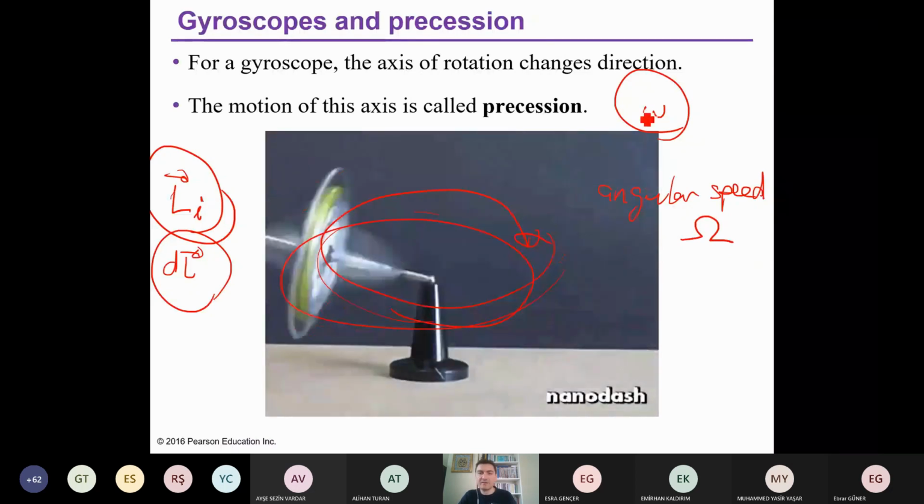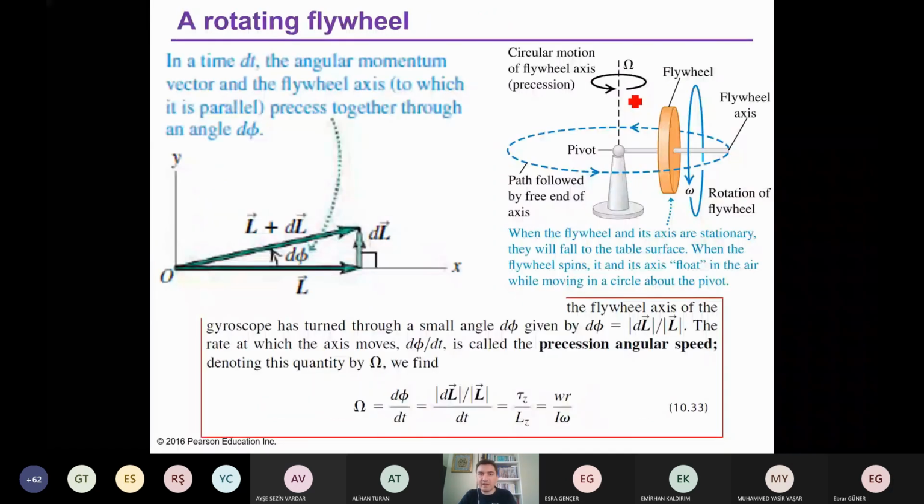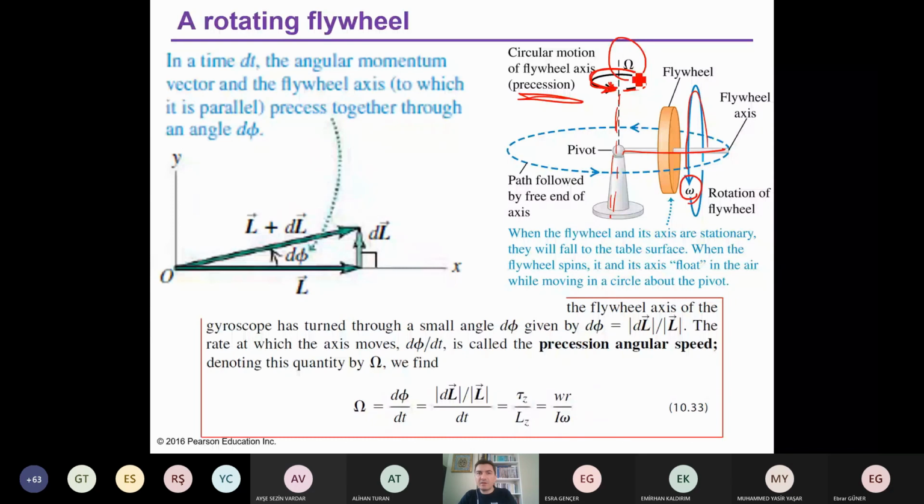This is small omega, this is capital Omega. So here we have Omega, angular speed around this pivot. So angular speed around this axis is omega, and angular speed about this axis is Omega. This is precession motion. So what about this Omega? Remember the formula for the angular speed. The angular speed is given with d theta over dt, right? This is the change in the angular position.